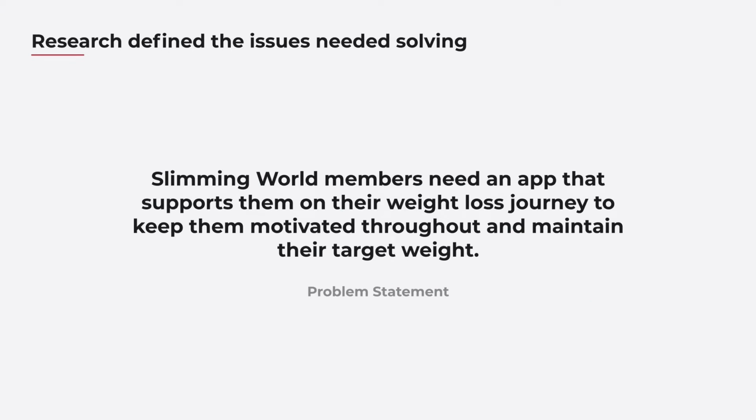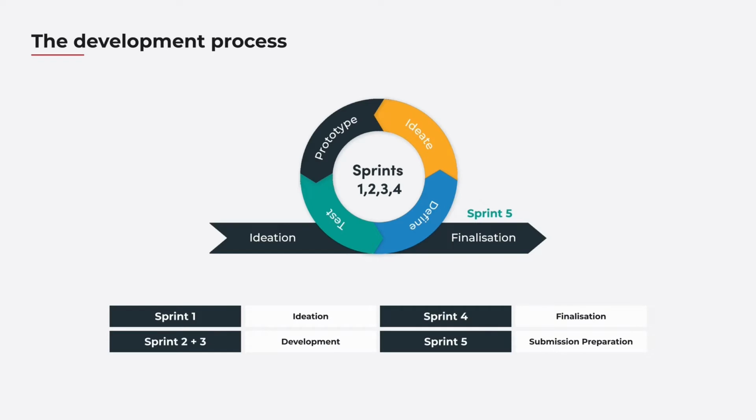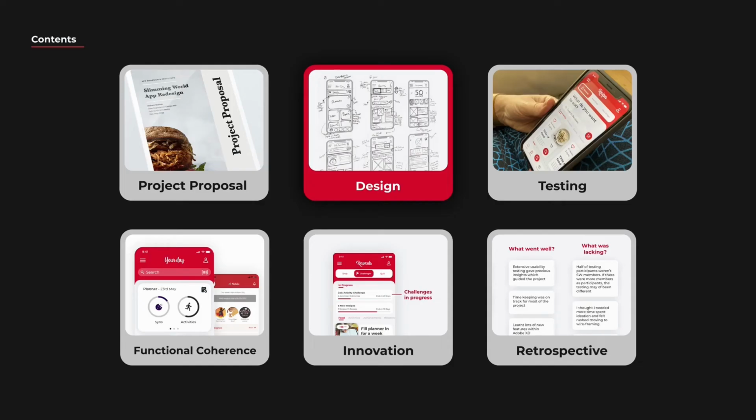The research defined 9 pain points within the current app, and these created a problem statement where Slim World members need an app that supports them on their weight loss journey to keep them motivated throughout and maintain their target weight. That development process was done in 5 sprints. The first 4 sprints were defining the issue, ideating around the issue to create a prototype that would be usability tested. Next came the design phase, using the research from the proposal to shape the ideation.